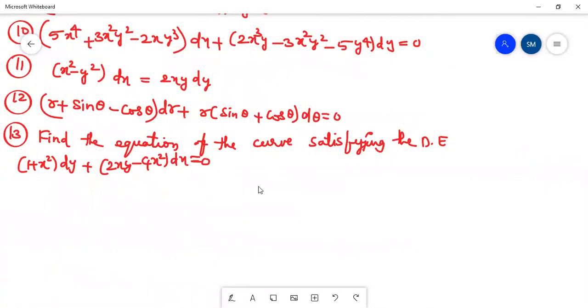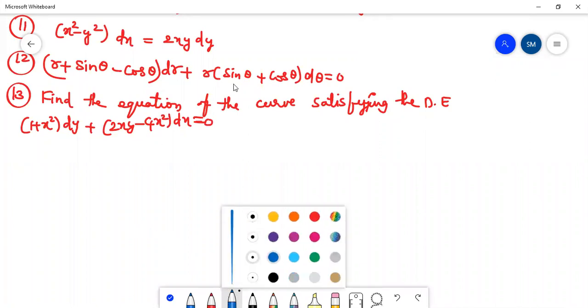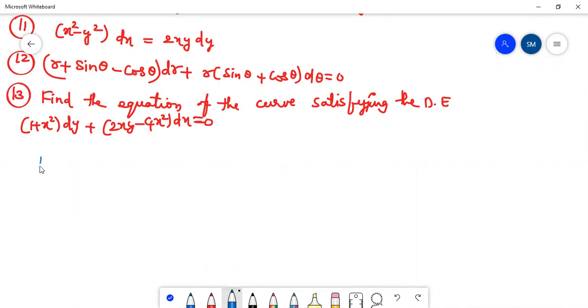There is no need to get confused here. In the last two problems, M of r comma theta is equal to r plus sin theta minus cos theta, and N of r comma theta is equal to r into sin theta plus cos theta.